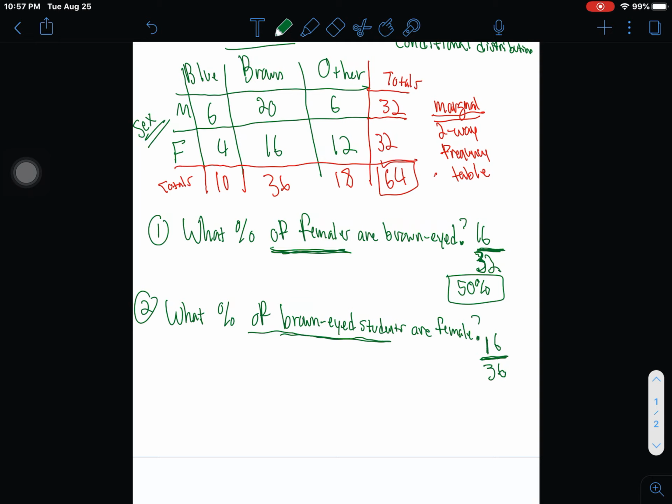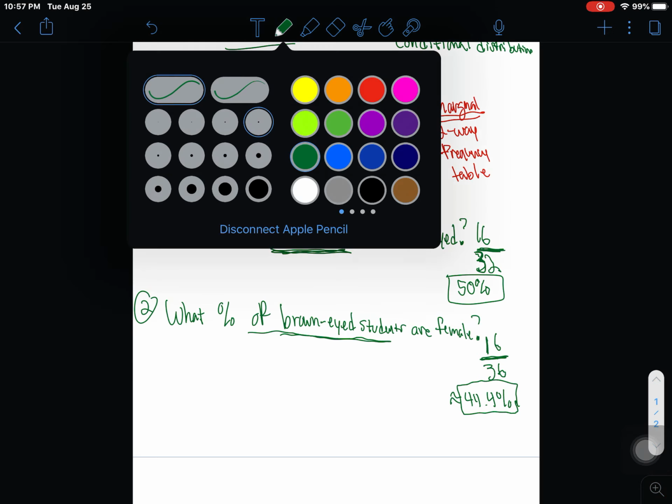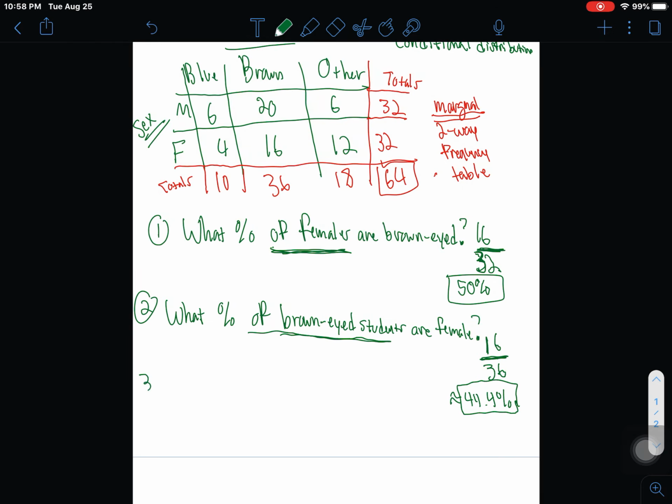You can use your calculator for that to figure out that this percent is going to be about 44.4%. So notice two very different percents, and these two questions looked very similar, but they were actually very different questions. All right, and I'm going to give you a third question that also looks similar to these two, but is different.